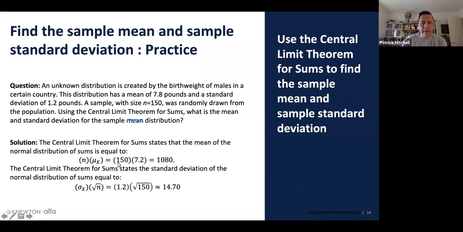is n times the original mean, so that's going to be 150 times 7.2, which is 1,080. And the standard deviation is going to be sigma times the square root of n. 1.2 times the square root of 150 is about 14.7.